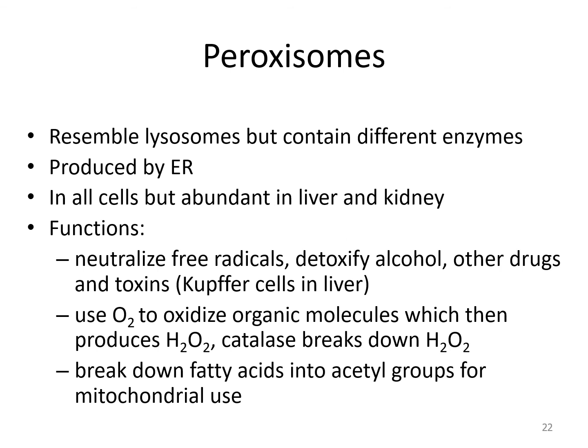And then peroxisomes are going to resemble lysosomes, but they will contain different enzymes. Peroxisomes are produced by the endoplasmic reticulum. They're in all cells, but they're especially abundant within liver and kidney cells. So the functions of peroxisomes are to neutralize free radicals, detoxify alcohol and other drugs and toxins, as are found in the Kupffer cells in the liver.